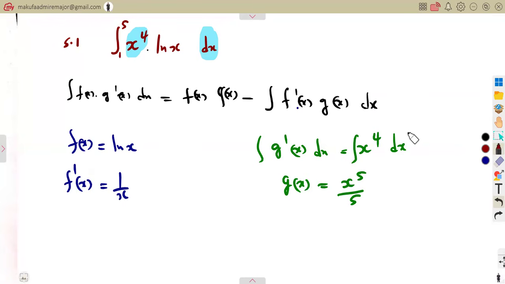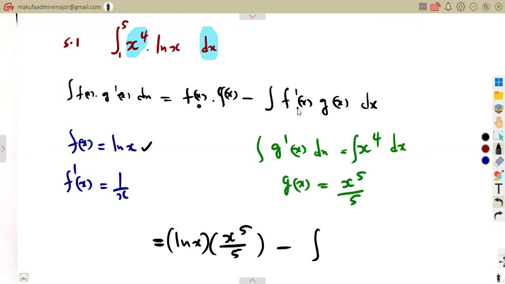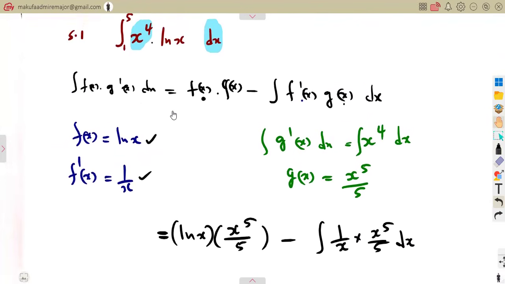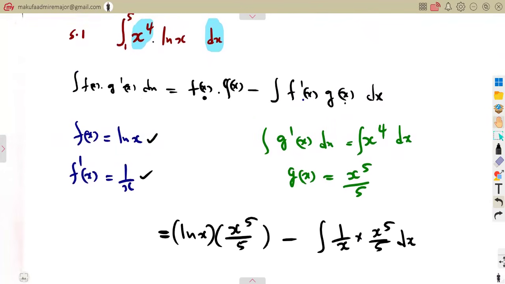So this whole part that we are seeing is going to be equal to f of x, which is the ln of x, times g of x. So this f of x, you multiply to g of x, which is x to the exponent of 5 over 5, minus the integral of f prime x, which is 1 over x, times g of x, which is x to the power of 5 over 5, with respect to x. So we are going to integrate this and put into the limits that we are given.